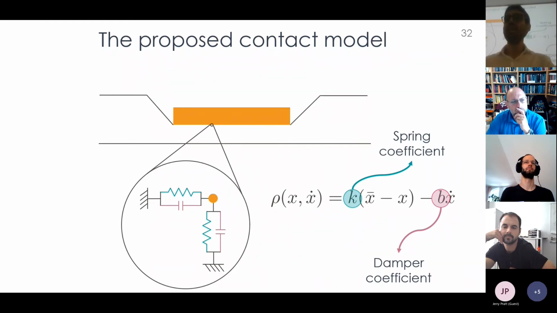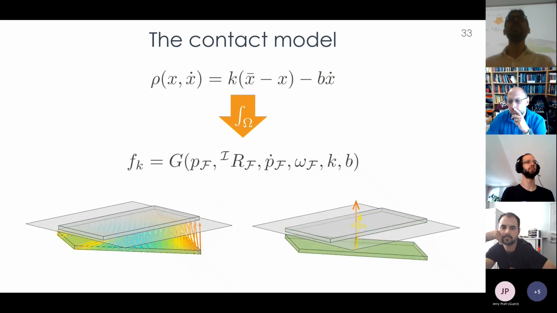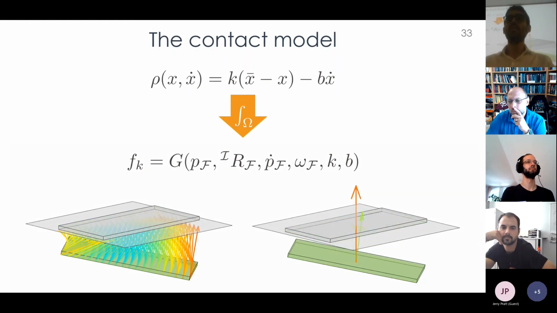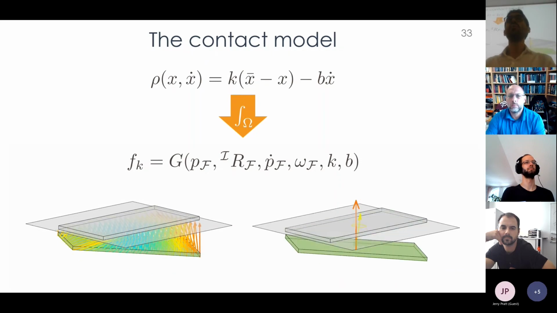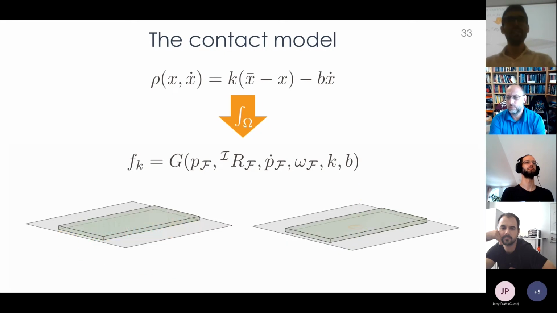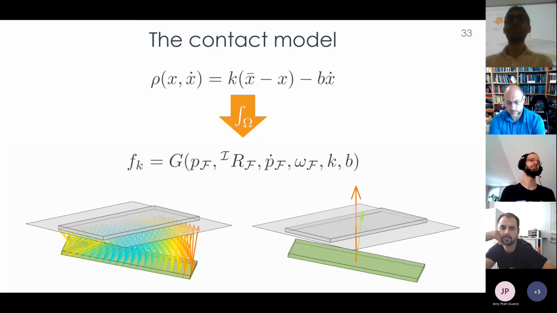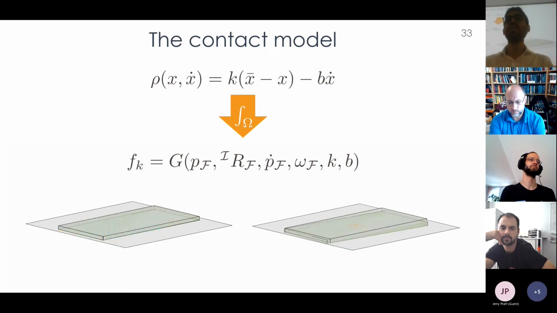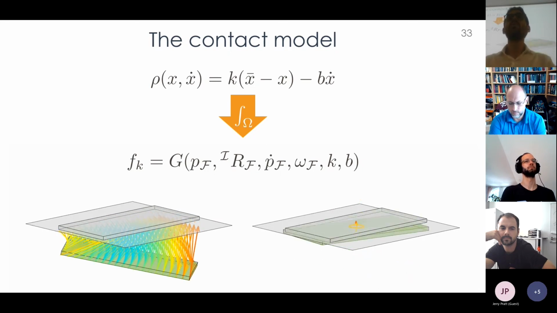Now we can imagine applying this function to all the points of the contact surface, and what we have in the end is a vector field. The main idea here is to take this vector field and evaluate its integral over the contact domain. Thanks to that, we can compute an equivalent contact wrench, so force and torque. It's interesting to notice that this contact wrench depends only on the state of the rigid body, so its position, orientation, and velocity, on the contact parameters, and of course on the contact domain.